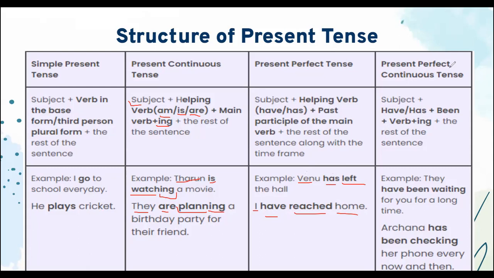But then for present perfect continuous: subject, have or has, been, verb ing, and the rest of the sentence. They have been waiting for you for a long time. Arcana has been checking her phone every now and then.